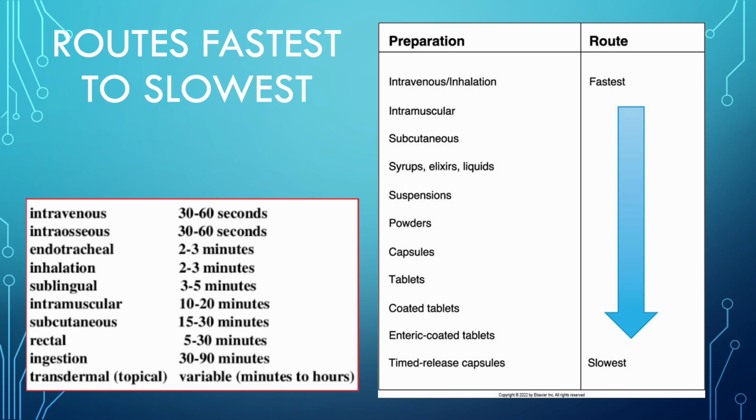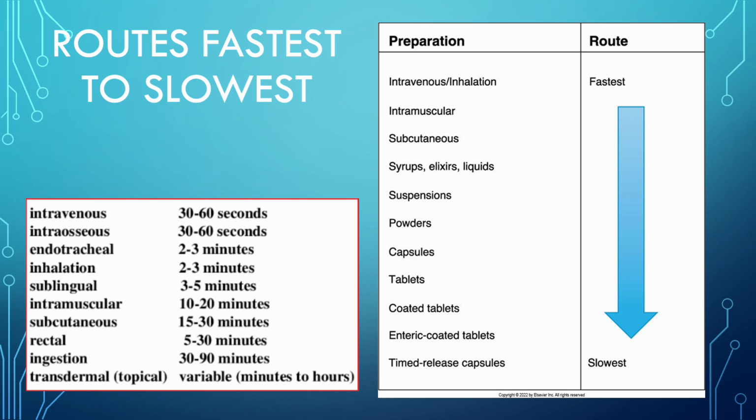Then we ingest our pills. They have to go through the GI system and our liver. That's going to take 30 to 90 minutes to work. And then we've got our transdermal or topical. That can be minutes to hours. If you're putting on something topically to work right where you have arthritis, that might start working more quickly than if you're putting on topical medication that has to work systemically.